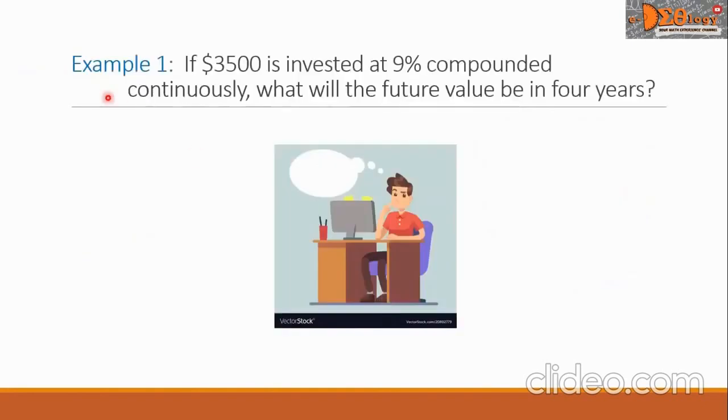Let us see example 1. If $3,500 is invested at 9% compounded continuously, what will the future value be in 4 years?